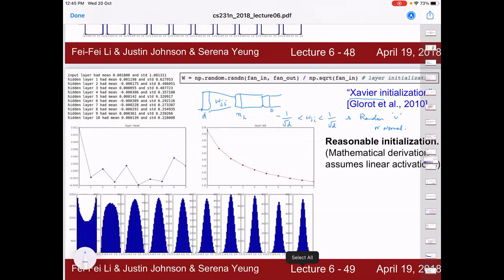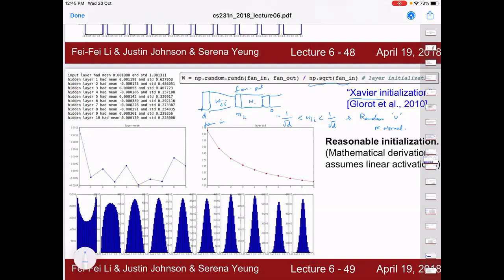Normal random variables with mean 0 and variance 1 by root D, that is, standard deviation 1 by root D. Right? So this is essentially the fan-in. Fan-in is the number of input neurons, and fan-out is the number of output neurons. So essentially we initialize based on the fan-in, the number of input neurons.